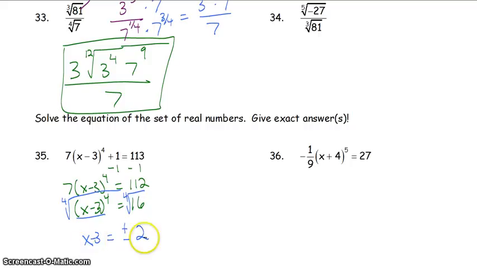So if I add 3 to positive 2, I get x equals 5. Or if I add 3 to negative 2, I get x equals 1. Those are my two solutions for this problem.